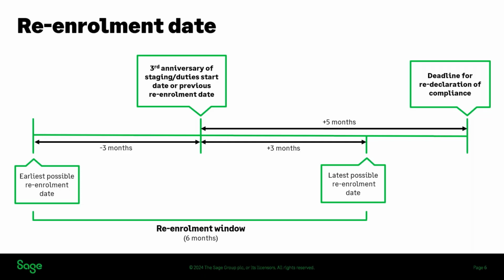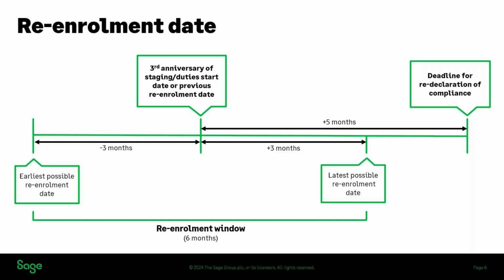It used to be known as triennial re-enrolment. It's now cyclical re-enrolment, as it's on a cycle of every 3 years. And that is based on the 3rd anniversary of either your duties start date, if you're a recent employer, or your previous re-enrolment date. Now, you can choose a date within a 6-month window, which starts 3 months before that 3rd anniversary and ends 3 months after. The date of your choosing within that re-enrolment window will be your re-enrolment date.